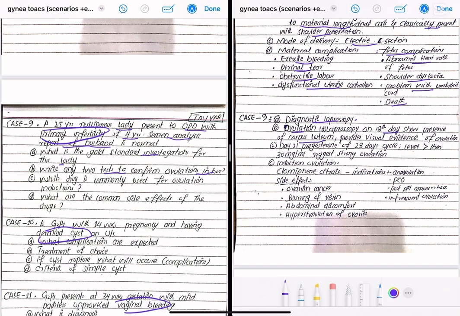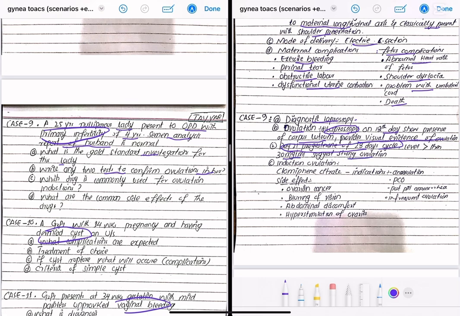Okay, what are the 2 tests to confirm ovulation? Laparoscopy is the first test, and the second one is progesterone levels. On day 21 of a 28-day cycle, a progesterone level greater than 30 ng per ml suggests strong ovulation.